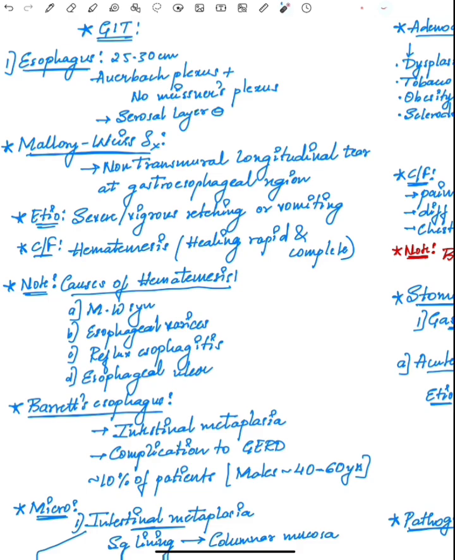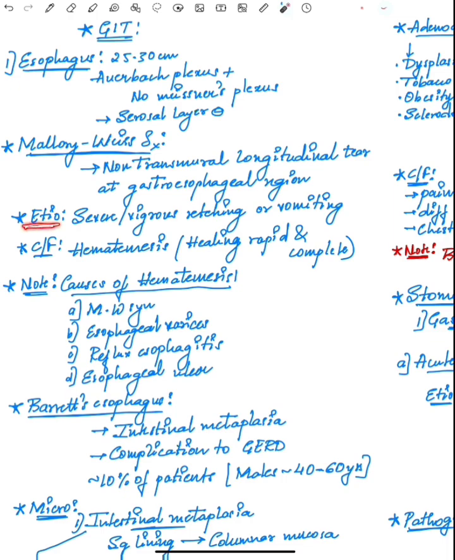Now, there is another important disease known as Mallory-Weiss syndrome. In this Mallory-Weiss syndrome, it has a non-transmural longitudinal tear. Means here the tear will be longitudinal, not transverse, at the gastroesophageal region, where there is the ending of the esophagus and the starting of the gastric region. In that region there will be a tear. That will be a longitudinal tear.